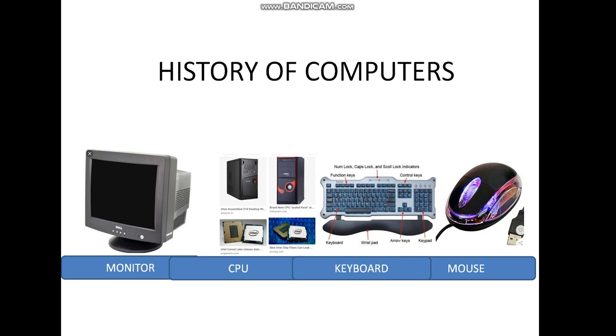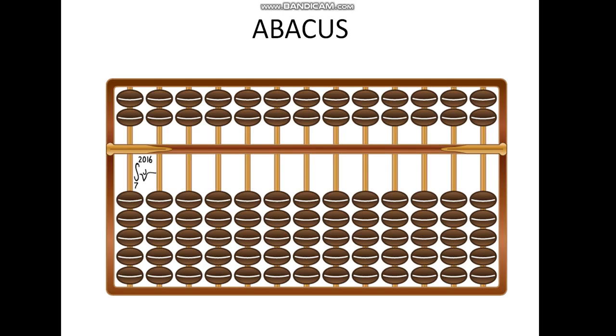The need to keep track of numbers led to the invention of different calculating devices. Right from abacus, the first counting device, many devices were invented leading to the development of computers. Abacus. Abacus was the first mechanical device for calculation. It was developed in China.